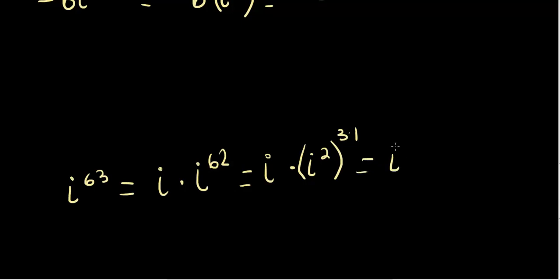So this is i, and then again i squared is -1, so -1 to the power of 31. That is going to be negative. Negative times i, negative i. And that's the answer.